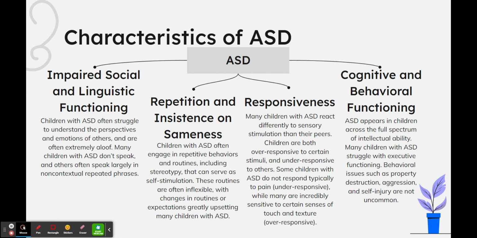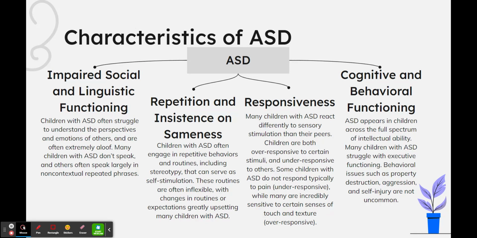Now, autism spectrum disorder has some broader characteristics: impaired social and linguistic functioning. Children with autism spectrum disorder often struggle with understanding the perspectives and emotions of their peers. They can come across as extremely aloof, and it's not uncommon for young children with autism spectrum disorder to be nonverbal or speak in largely non-contextual phrases.